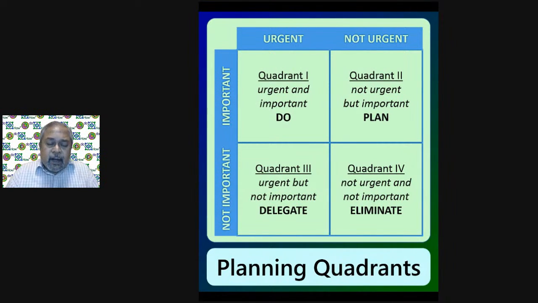Once you have done that, then put all your tasks in the 4 quadrants. That is quadrant 1, which is urgent and important. Quadrant 2, which is not urgent but important. Quadrant 3, urgent but not important. Quadrant 4 is not urgent and not important.